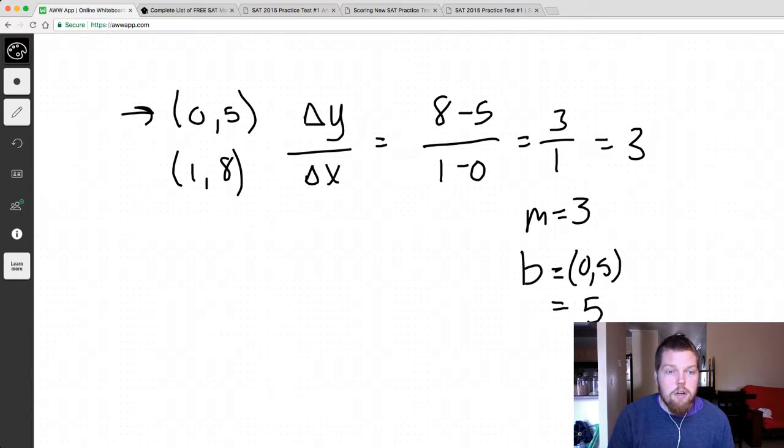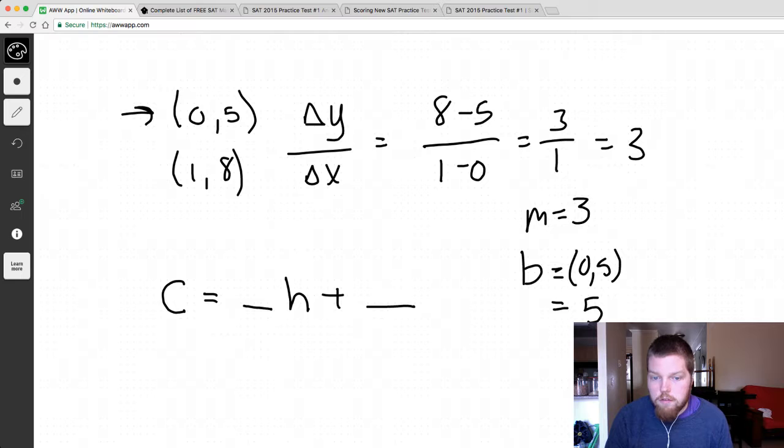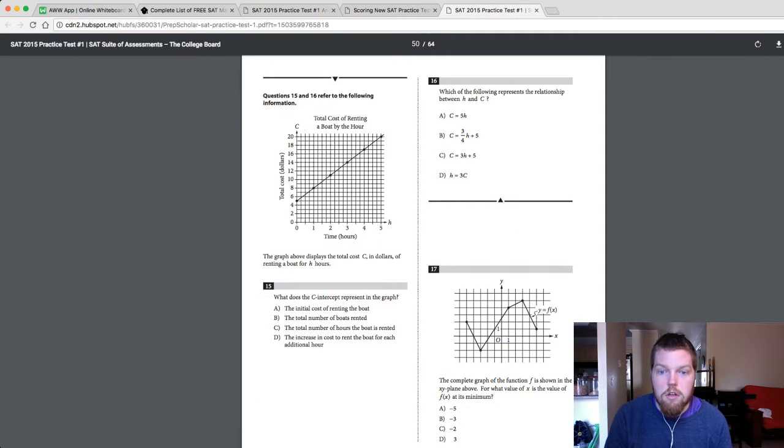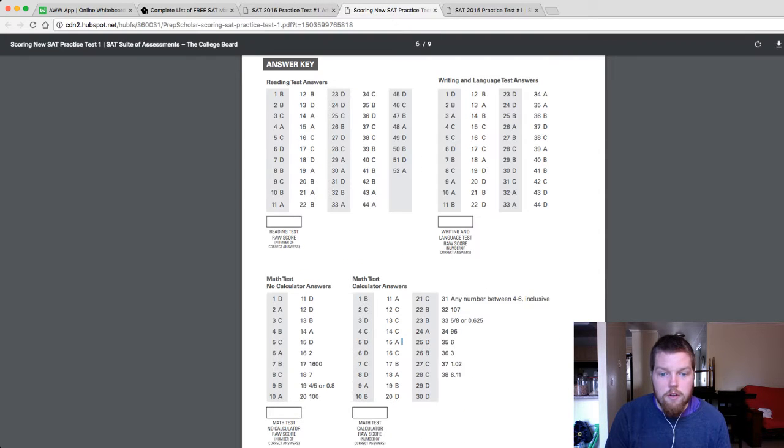So we would just write c is the y in this case, the total cost, equals blank times the number of hours you rent the boat plus blank. $5 was the cost just to get the boat, and then for every hour that you rented, it's going to be $3. So c equals 3h plus 5 is going to be our equation, which is choice C. And there we have it.